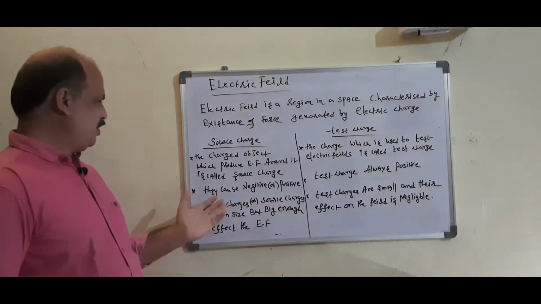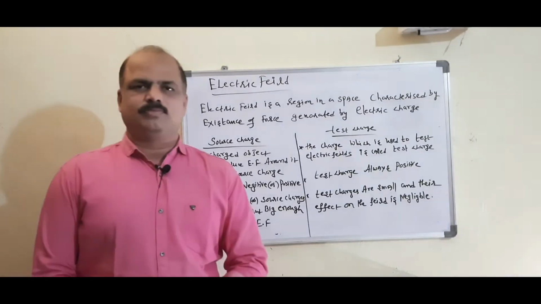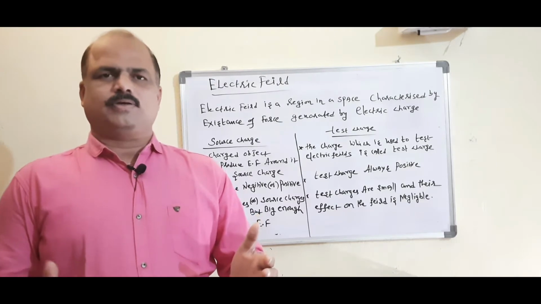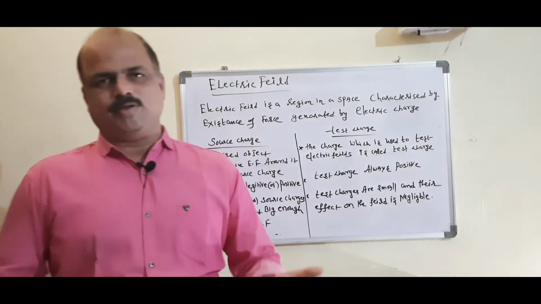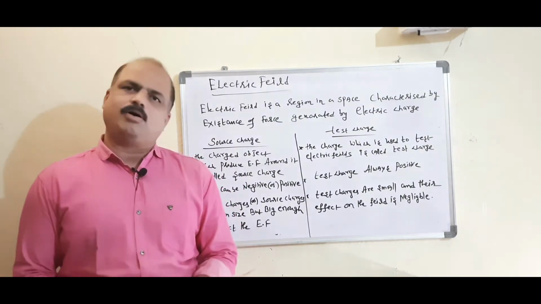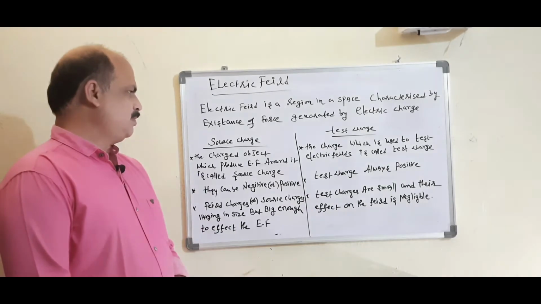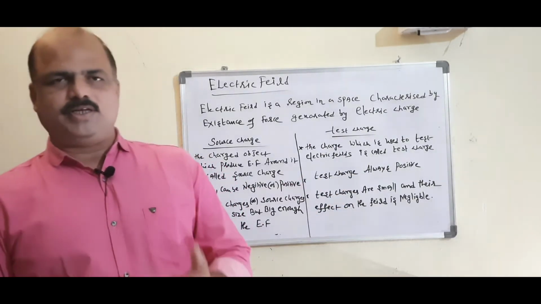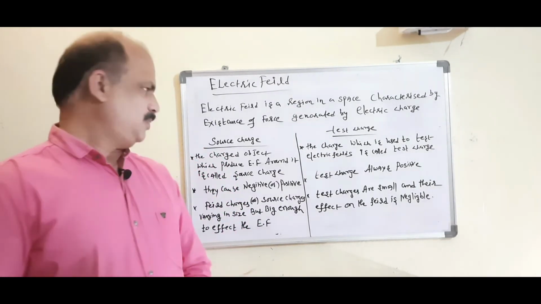Another important point: source charge can be negative or positive. That means we place a charged object at one point, and that may be positive or negative, whatever it may be. But test charge is always positive. Generally we always take test charge as positive.